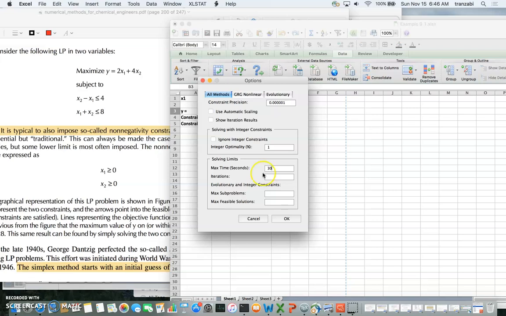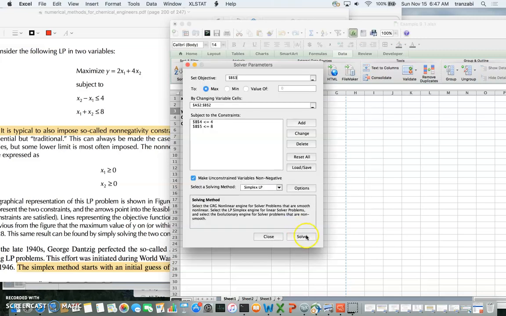So I'm going to put a maximum time of 30 seconds because this is a simple problem. So maximum 30 seconds will be spent on this problem, otherwise the spreadsheet will quit. Okay, I think these are all fine. I'm going to click on OK, and now we're ready to solve it.